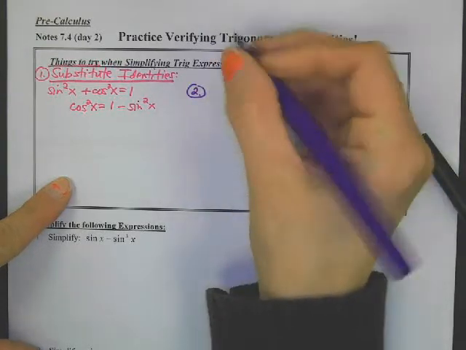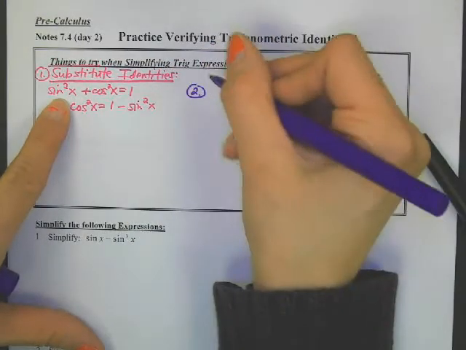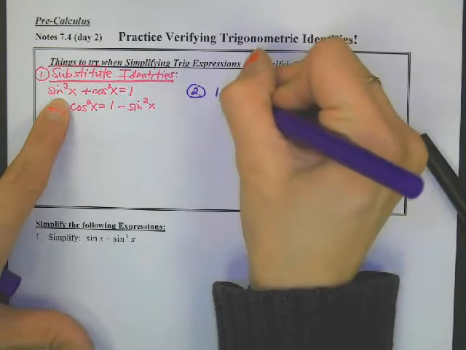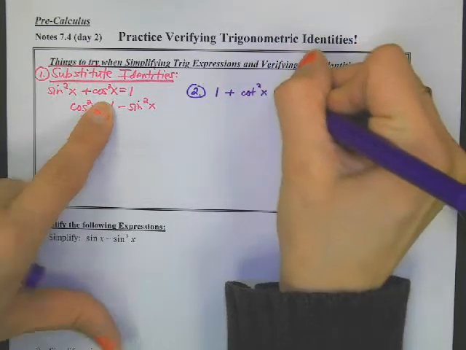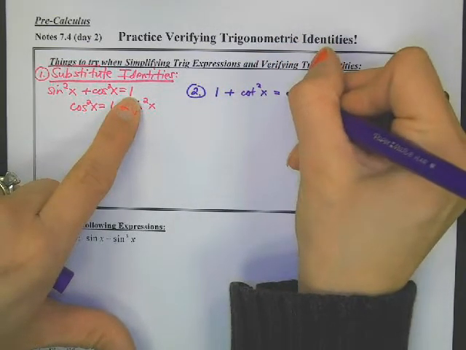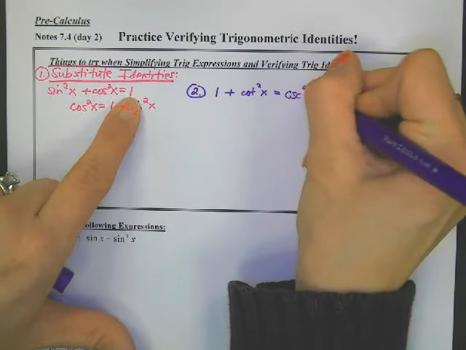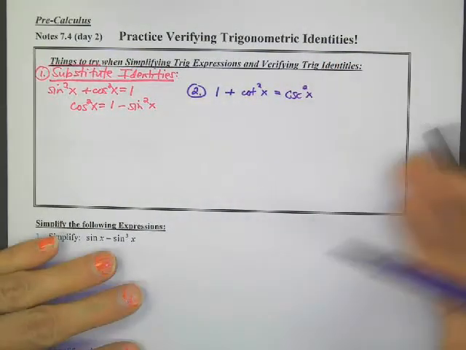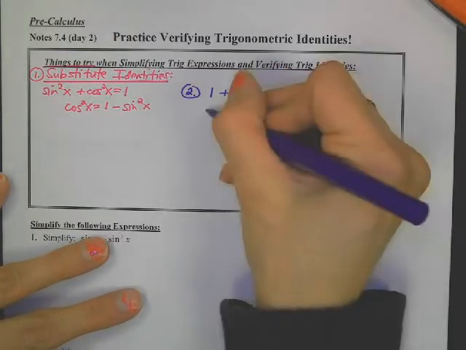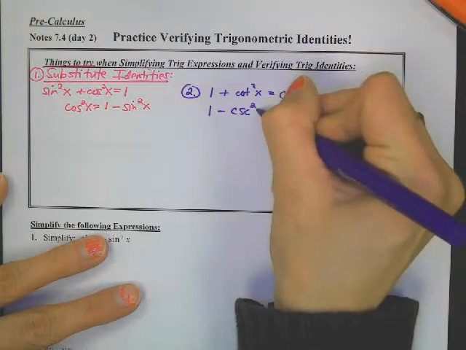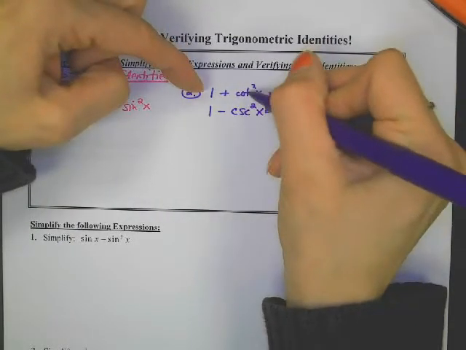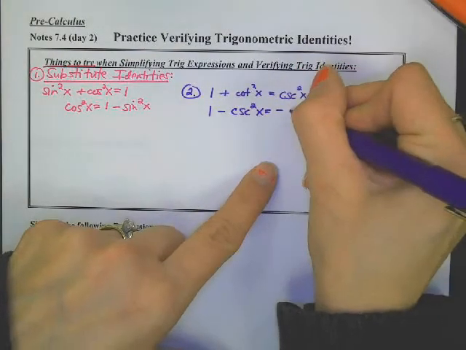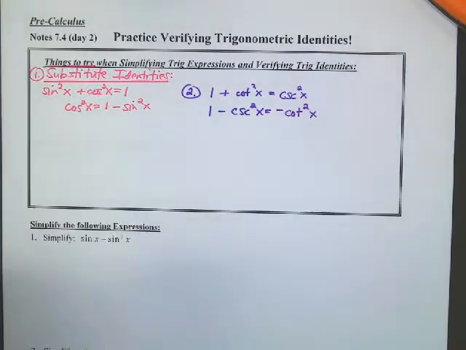All right, how about the second identity? Number 2. The second identity, if I divide by sine squared, what does that make? 1. Divide cosine squared by sine squared, that's cotangent squared of x. And divide 1 by sine squared, that gives you cosecant squared of x. And what if I was doing a problem and it said something like 1 minus cosecant squared of x? What would you replace that with? That would make negative cotangent squared of x. We have to be careful with the negatives with the identities.